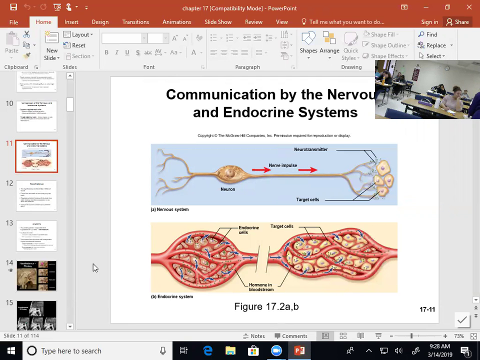I'll use the index. I want y'all, if you have a book, get your book out. And if you have a book, you can share it with somebody who doesn't have a book. Okay.